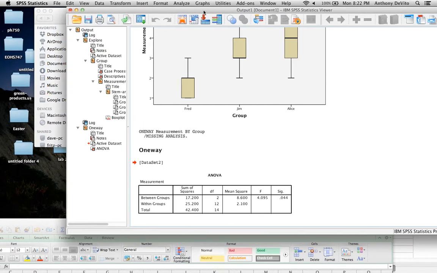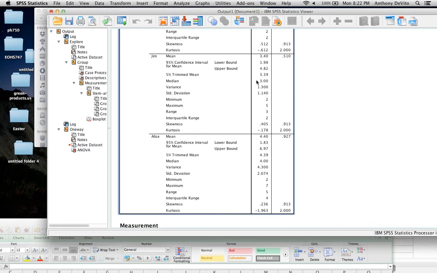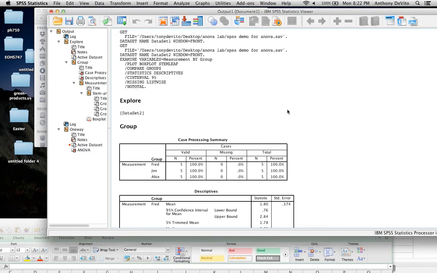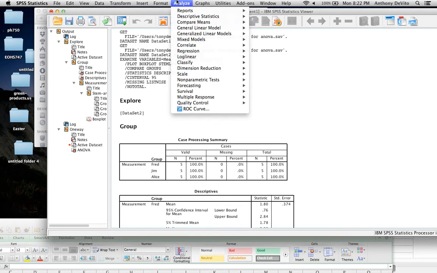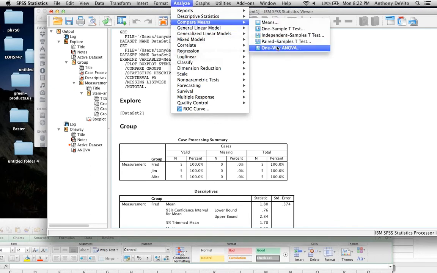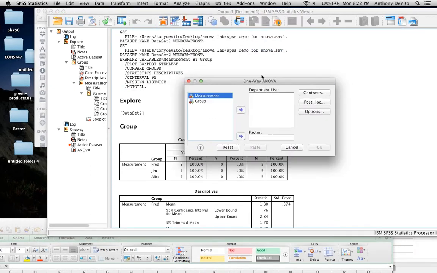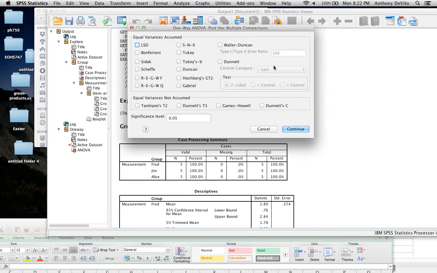Well, now I have that problem again. I still haven't demonstrated which of these groups are different from one another. So that's where we're going to go with our post hoc test. Analyze, compare means again, one-way analysis of variance. And this time I'm going to click into this little box that says post hoc.